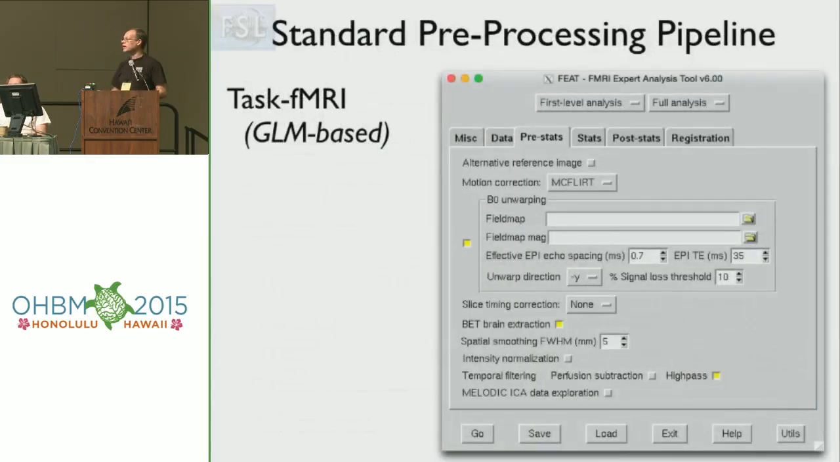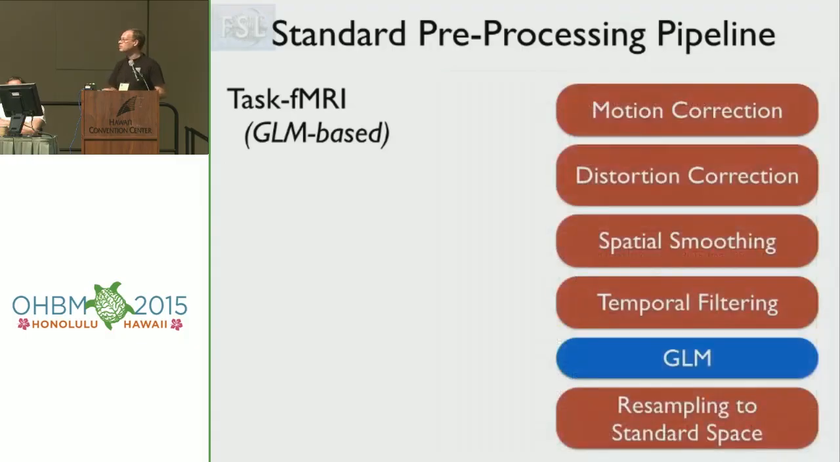So let's start by talking about task fMRI. I'll talk separately about task and resting state. So this is what the FSL GUI looks like. This is how you would set up an analysis, and this is the part where you specify the pre-steps. I'm not expecting you to read that.